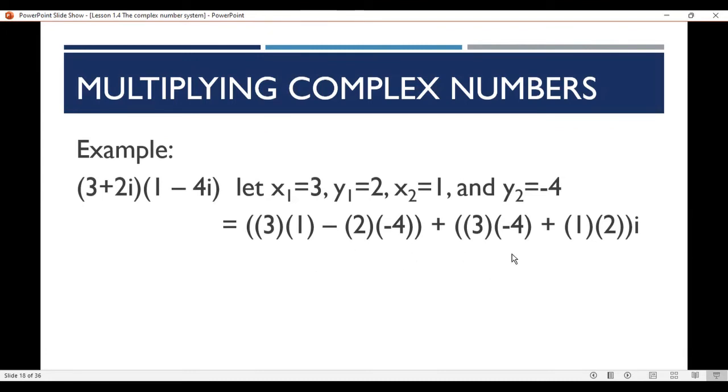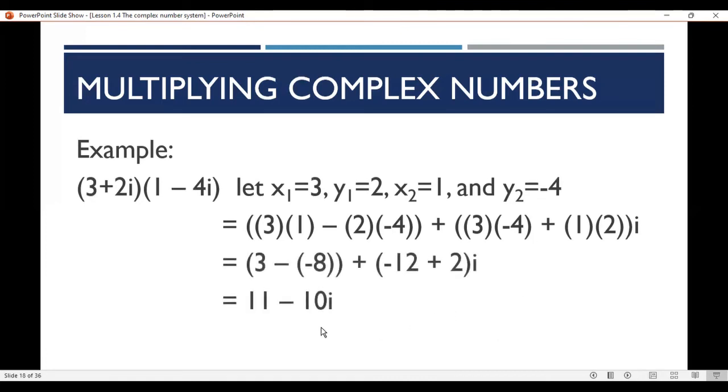Then, yung imaginary part naman ay negative 12 plus 2. Negative 10. Negative 10i. Okay, so meron lang siyang i. Ayan, 11 minus 10i. So, ito na yung product ng dalawang complex number natin. 11 minus 10i. Pwede yung ganyan, ha? Based on the rule or definition of multiplying complex number.